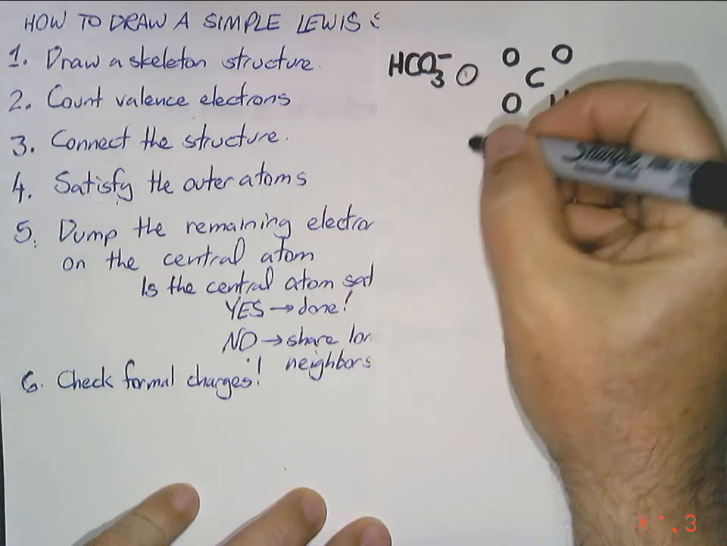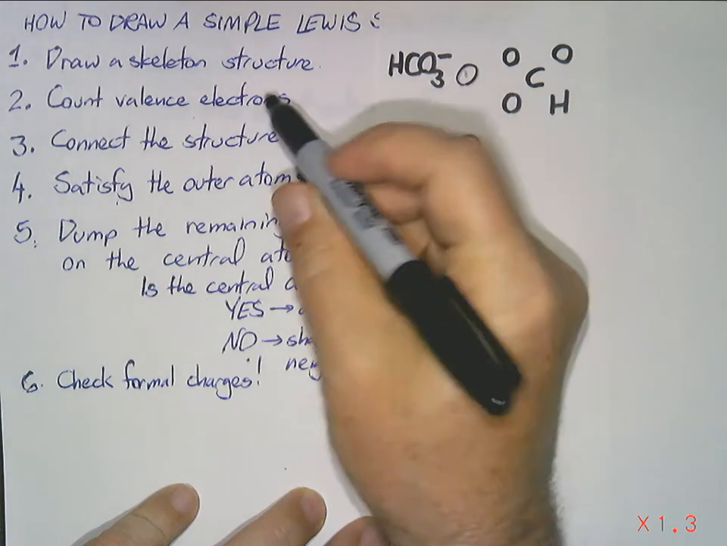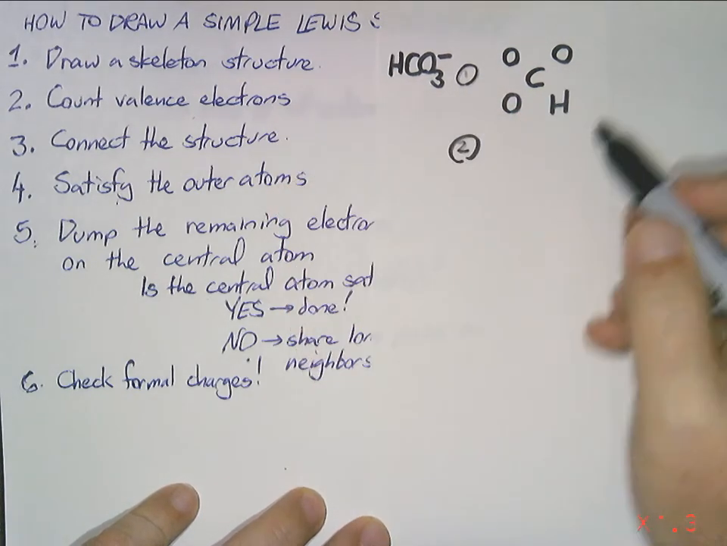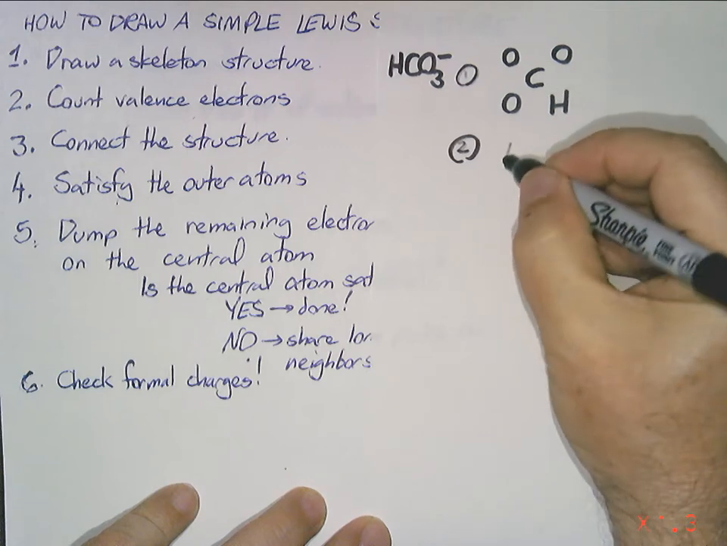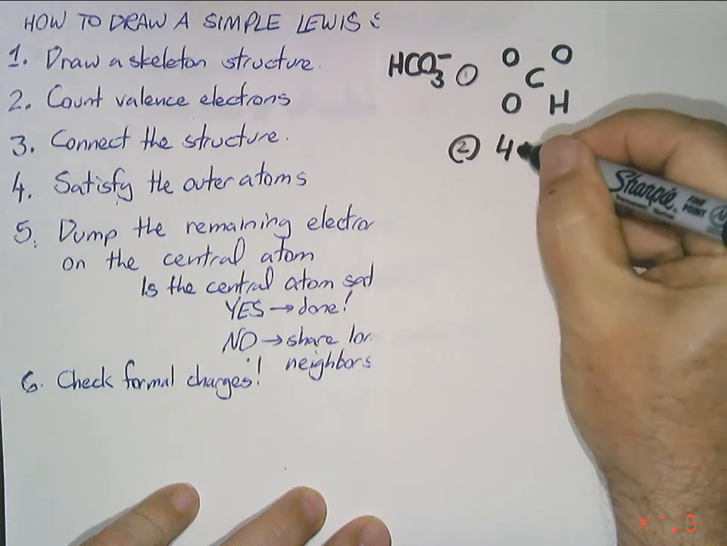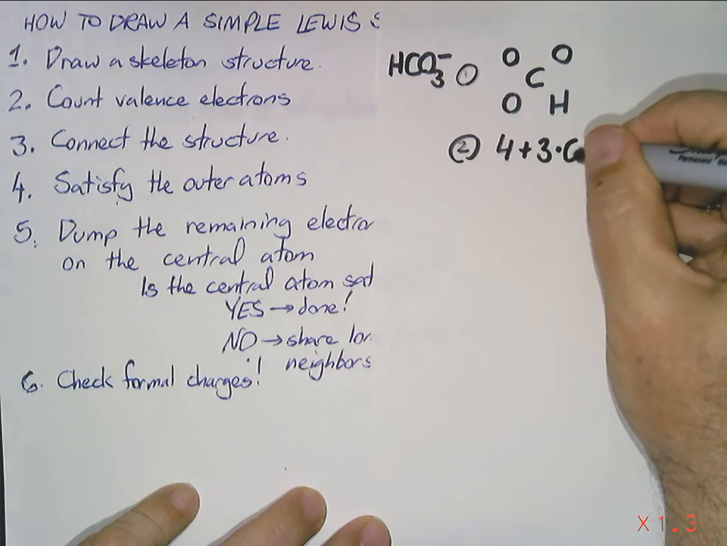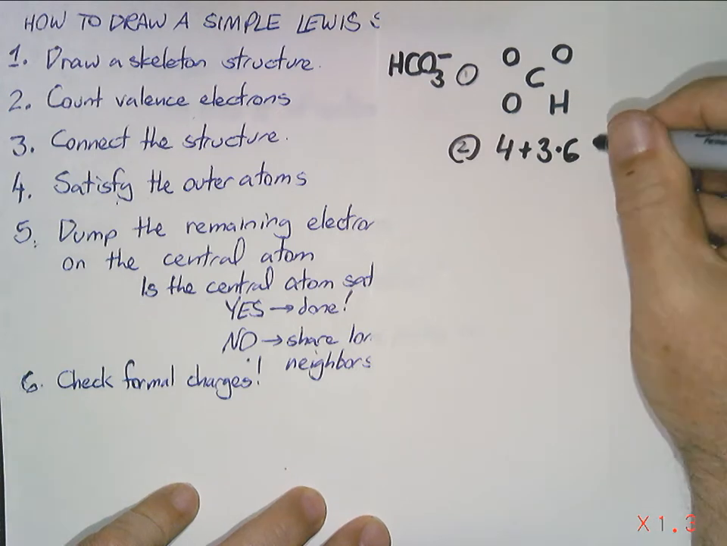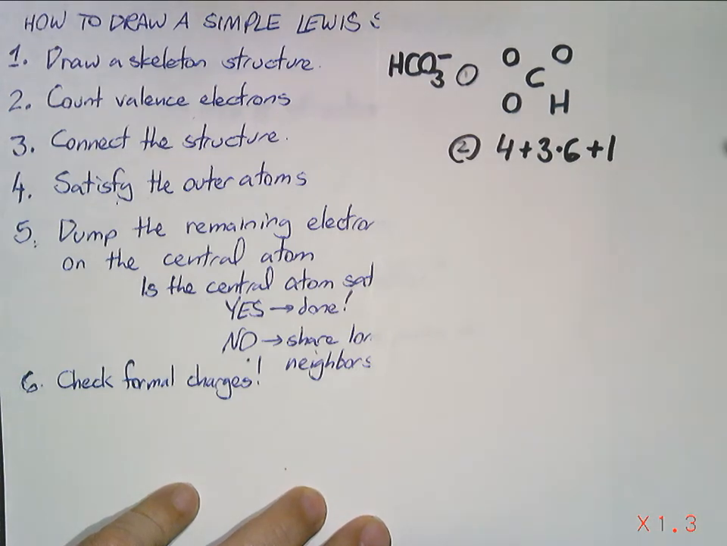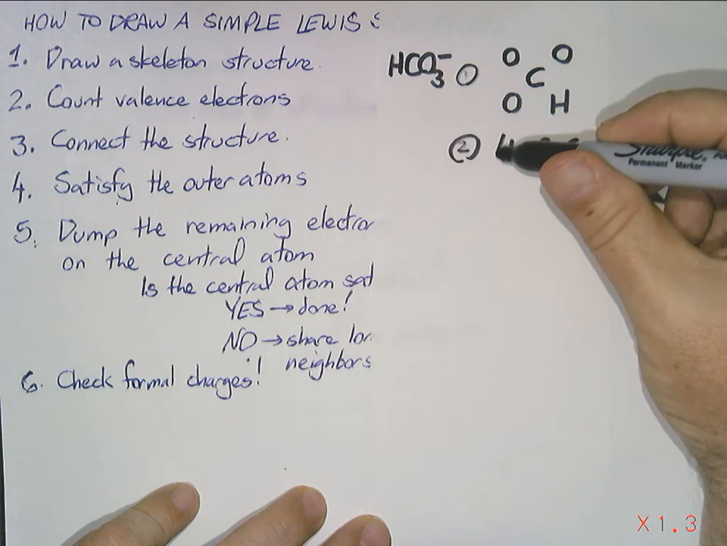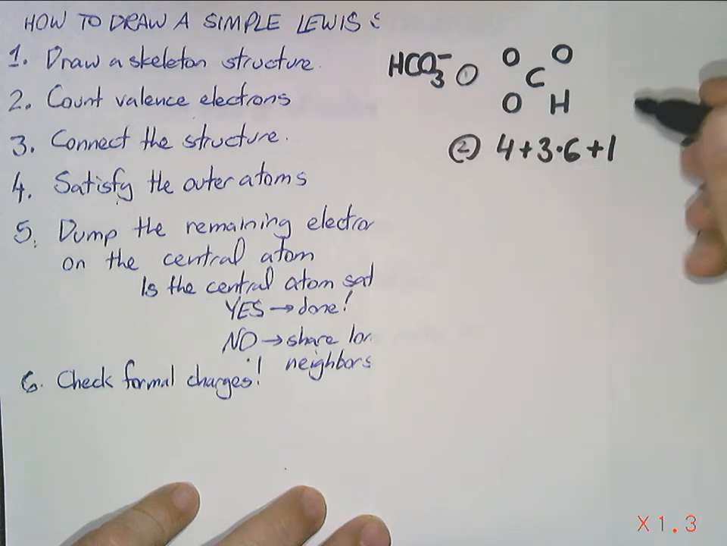Step 2, count the valence electrons. Okay, let me see. Carbon is 4. I have 3 oxygens, and they're 6 apiece. And I have a hydrogen, which is 1. Would that be all that I would need? 18, 19, and 4 is 23. Is that right?